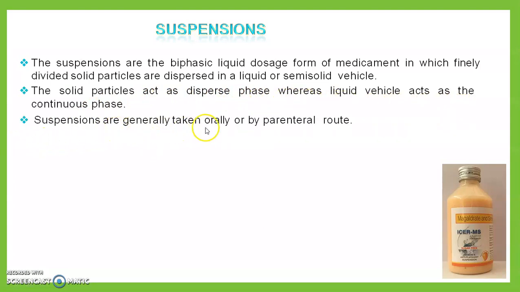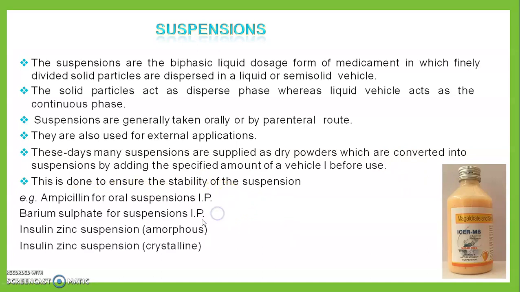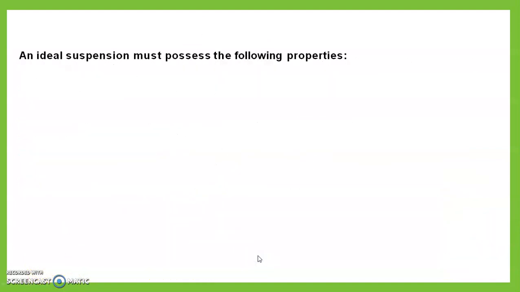Suspensions are generally taken by the oral and parenteral routes. They are also used for external applications. These days, many suspensions are supplied as dry powders, which are converted into a suspension by adding a specific amount of vehicle before use. This is done to ensure the stability of the suspension. There are different kinds of suspension: ampicillin for oral suspension, insulin zinc suspension, amorphous, crystalline, etc.